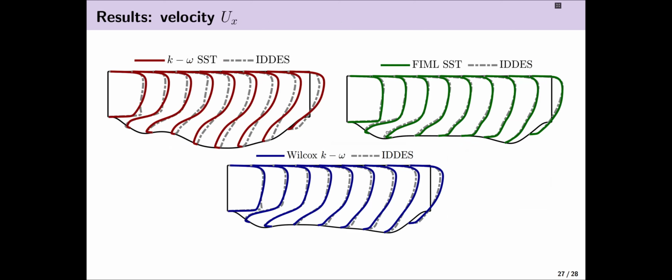More comparison between the IDDS and the baseline RANS models. Here I'm showing the streamwise velocities for the 3 different models and 3 different optimized shapes. We can again see that the baseline SST is very inaccurate. It has a much bigger flow separation compared to the IDDS of the same shape. But we have very good agreement for the augmented SST model, and similarly for the Wilcox k-omega.